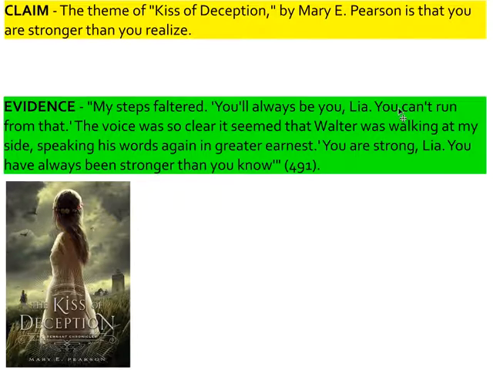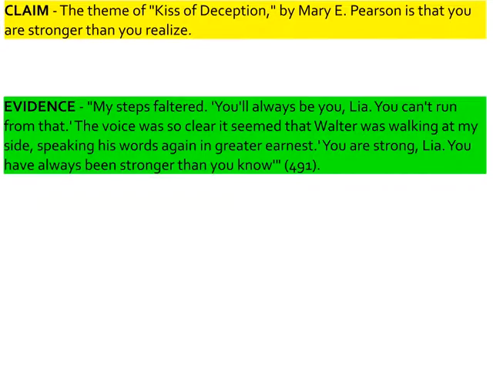So my claim, remember, was that the theme of Kiss of Deception by Mary E. Pearson is that you are stronger than you realize. And the evidence that you selected as the best piece of evidence was: "My steps faltered. You'll always be you, Leah. You can't run from that. The voice was so clear it seemed that Walter was walking at my side, speaking his words again in greater earnest. You are strong, Leah. You have always been stronger than you know."